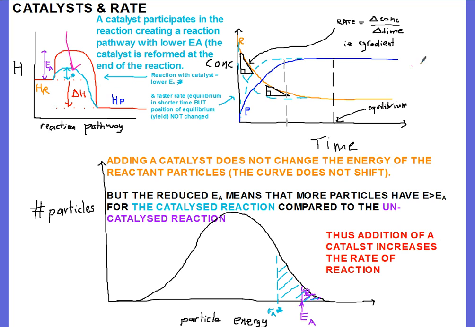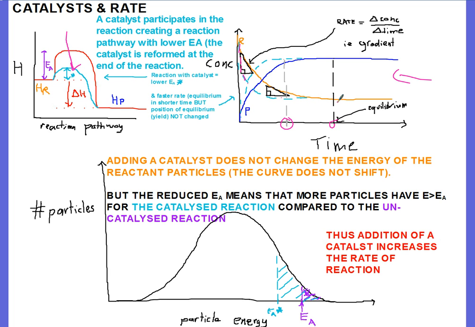Now, how does that affect the actual reaction itself? Well, because the catalyst increases the rate of reaction, it just means these gradients are going to be steeper. So the gradient actually starts off much steeper, and it reaches equilibrium here in a shorter time than normal. So catalysts increase the rate of reaction. They don't actually change the position of equilibrium, though. We're going to talk about that a bit later on.